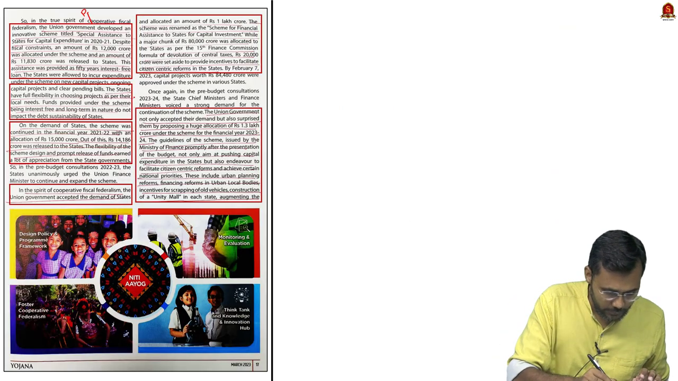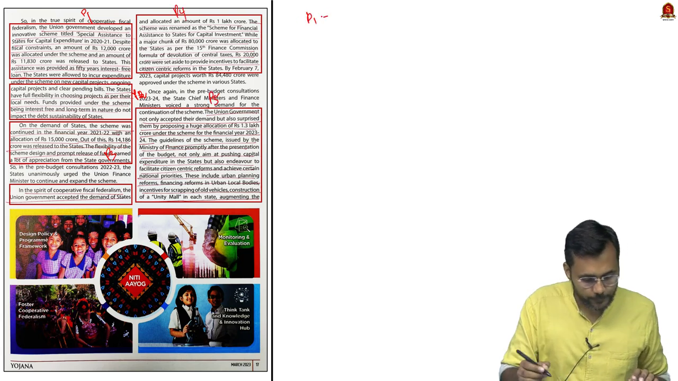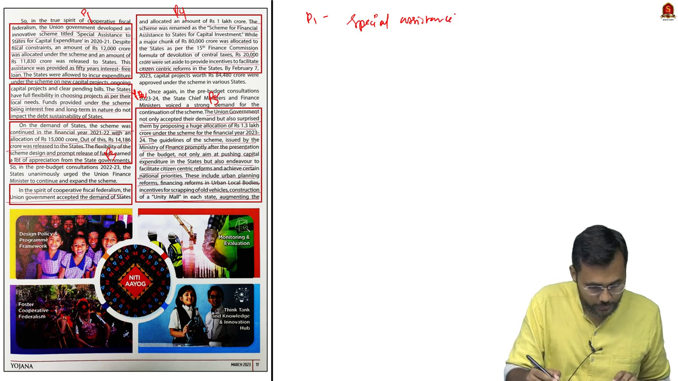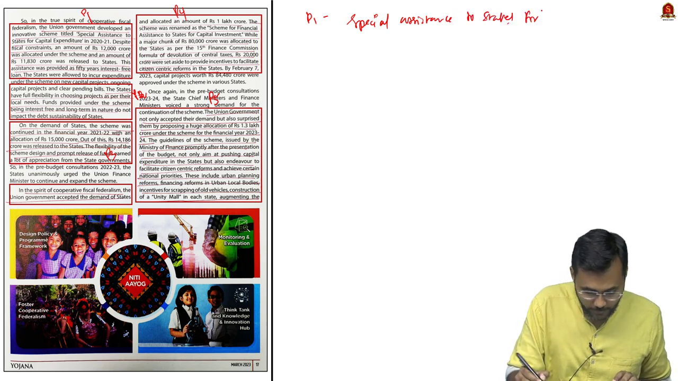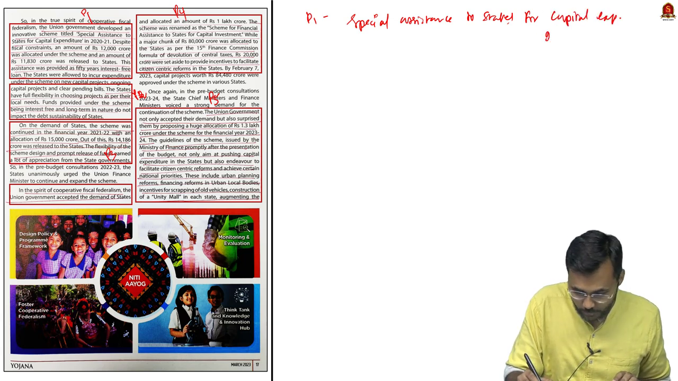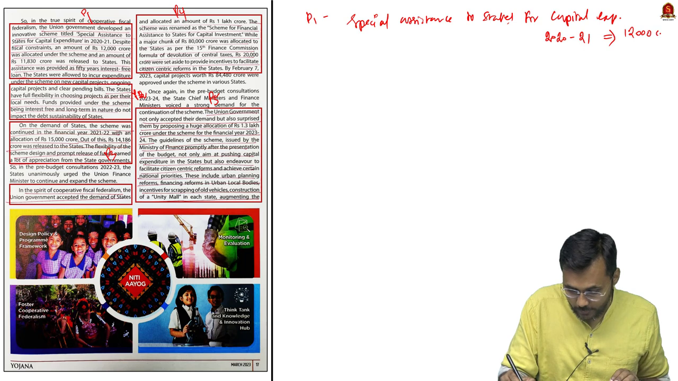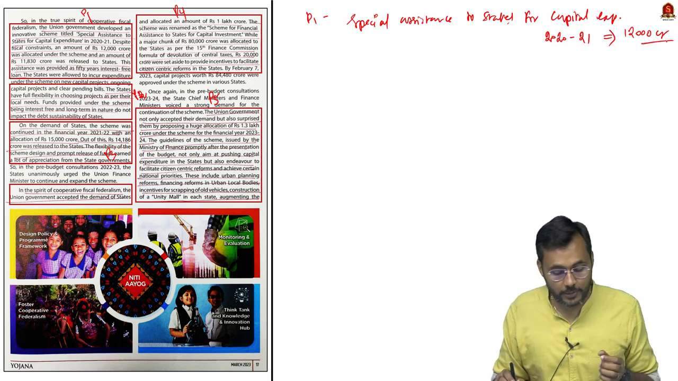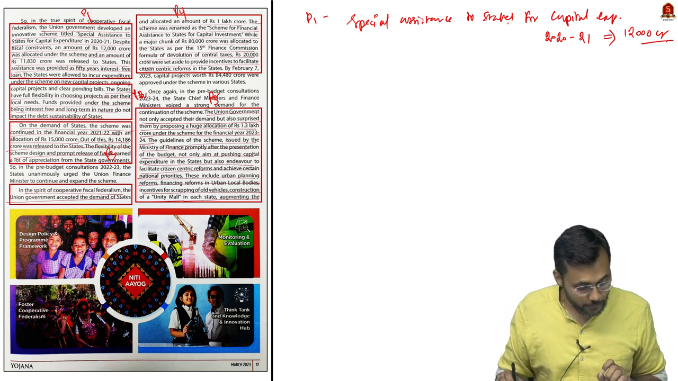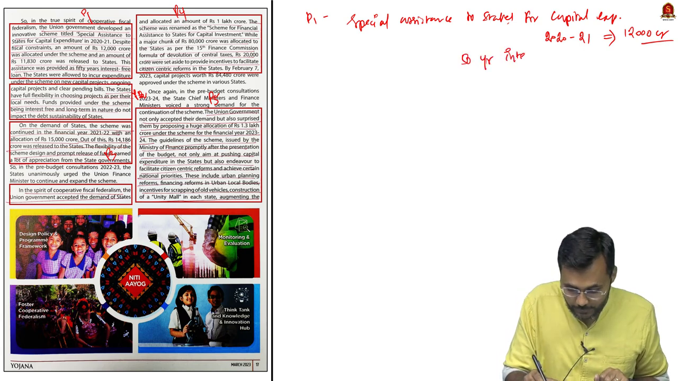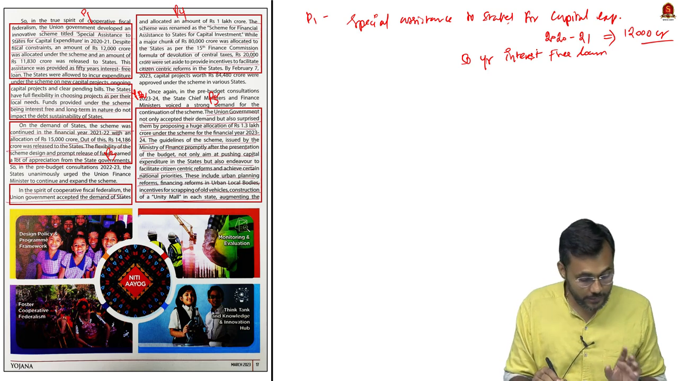Next, paragraph 1, then paragraph 2, paragraph 3, paragraph 4 and paragraph 5. Paragraph 1 speaks about the concept of special assistance to states for capital expenditure. This was in the budget of 2020-21, and around 12,000 crore was allocated for state governments by the union government. The name itself tells us: special assistance to states. In this, they have given 50-year interest-free loans, and mostly this money needs to be spent on capital expenditures. This is given to the states.